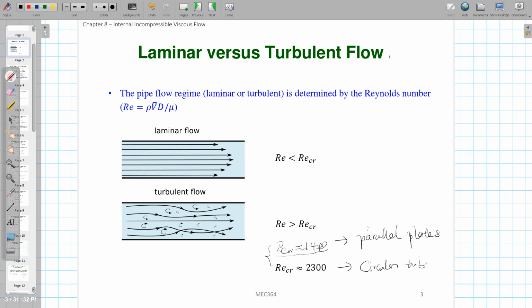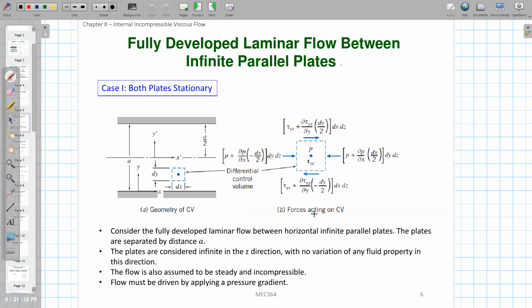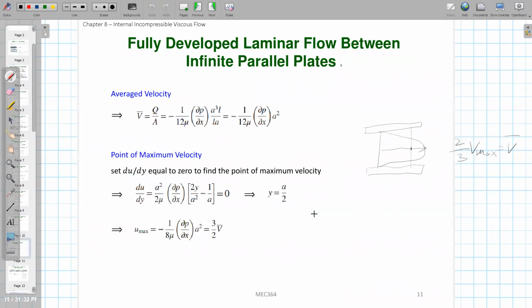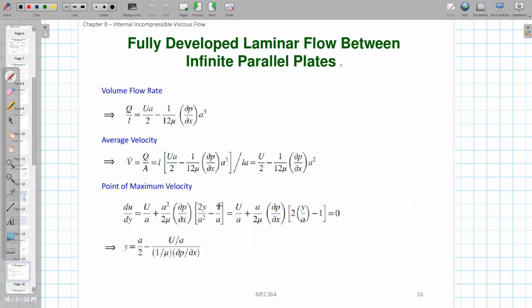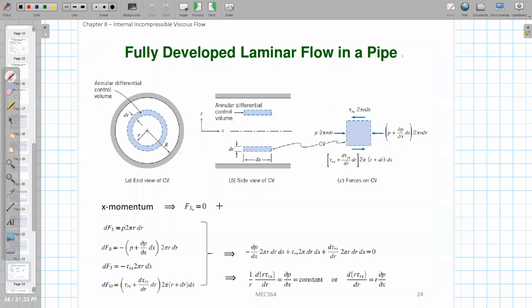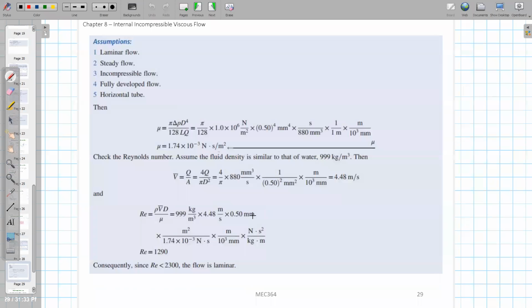So this critical Reynolds number is 1400. We're using example 8.1. This is the critical number for flow between parallel plates. And this critical number 2300 is for circular tubes. Okay, so in the last class, I didn't make this very clear, but now I just want you to notice this. That's why in this example problem, they are comparing with 1400, not with 2300. And in this problem, you see that it's actually compared with 2300.